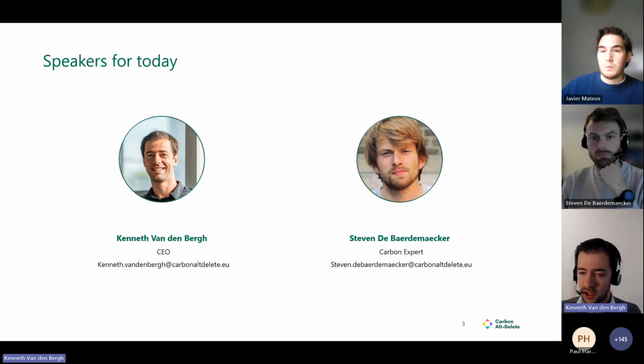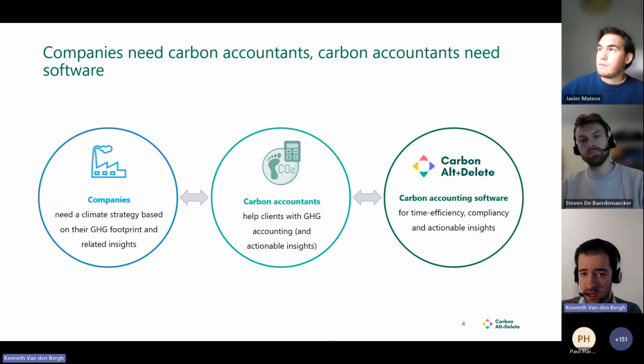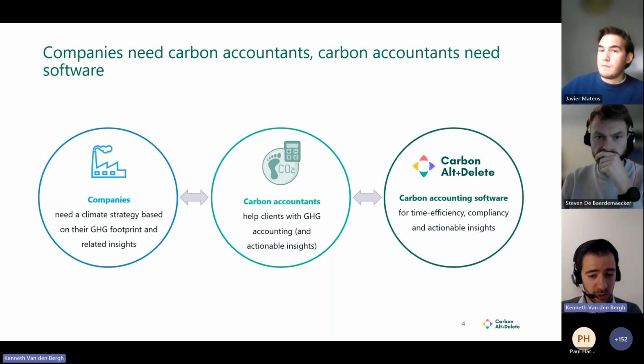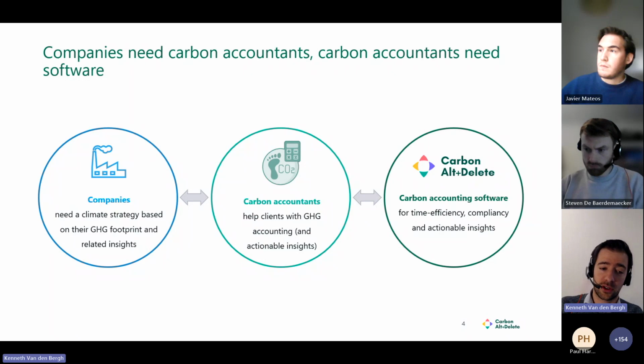Before we dive into the content on science-based targets, allow me to say two words on Carbon+Alt+Delete itself. I guess the majority of the people in the call know a bit who we are and what we do, but for the others, it never hurts to get a recap. We are a carbon accounting software provider. So we're a software company. We build software to calculate corporate carbon footprints. And the way that we work is we work exclusively together with carbon accountants or sustainability consultants who use our software to serve their clients.